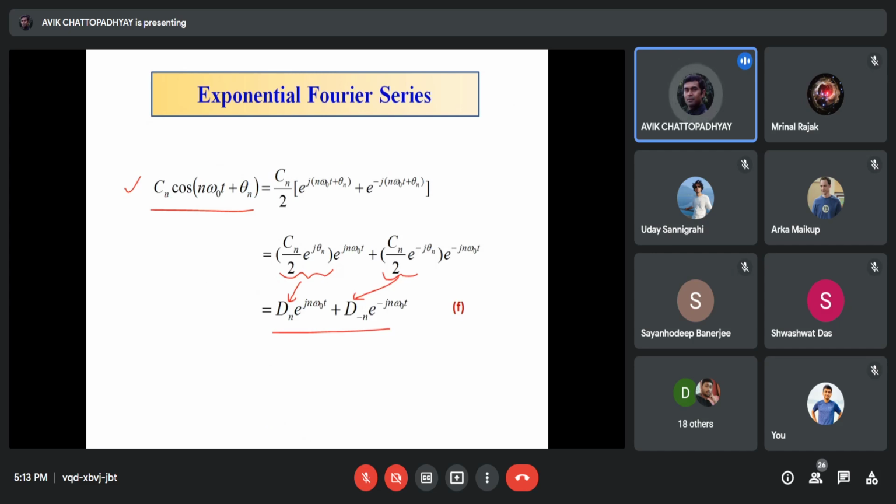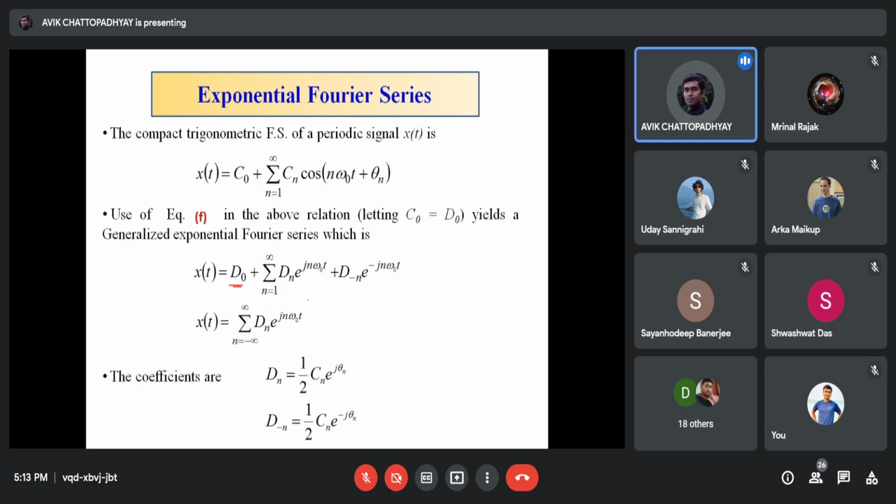It is for what Cn cos n omega naught t into theta n, that is represented like dn. One is for the positive half, and one is for the negative, and for the negative frequency, and for the positive frequency. So here also for each such cosine term, you will get a positive half and a negative half. That means here the spectrum will be double-sided, as you already know. And again, the variation is from 1 to infinity.